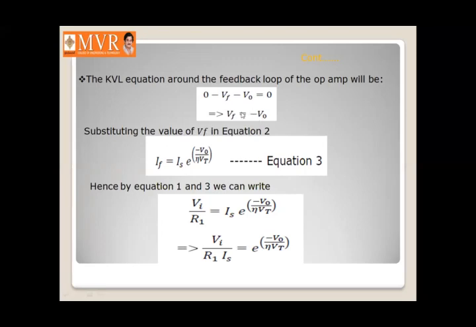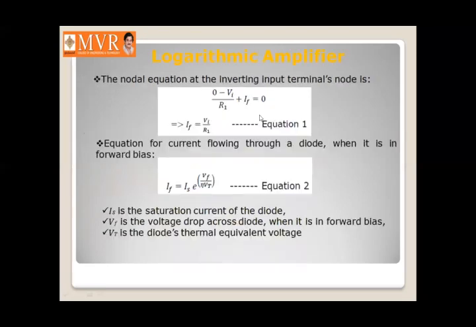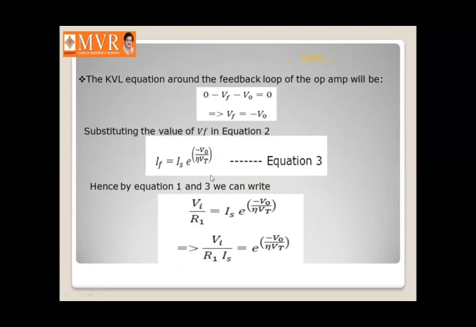Now substituting the value of Vf in equation 2, the current equation of the diode. In the place of Vf, we are going to write minus V naught. Then the equation becomes If is equal to Is into e power minus V naught divided by eta Vt. We are going to term this equation 3.